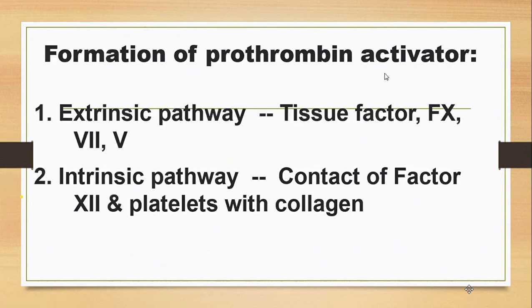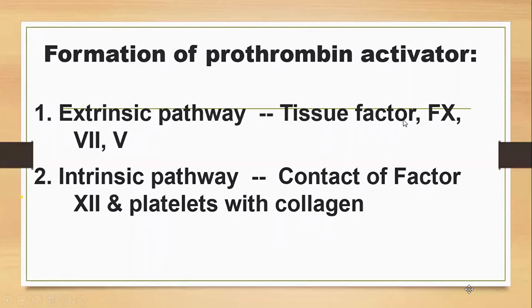So formation of the prothrombin activator is the rate limiting factor in blood coagulation, because if you do not have the activator, the other processes will not occur. There are two ways by which prothrombin activator is formed: the extrinsic pathway and the intrinsic pathway.